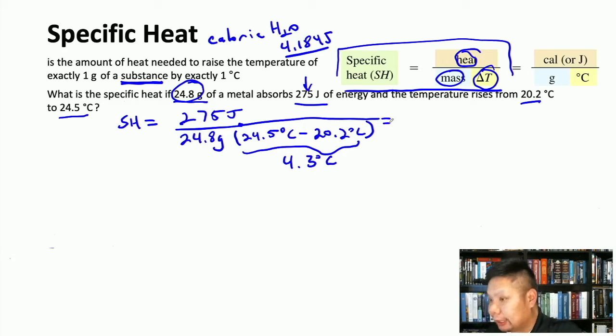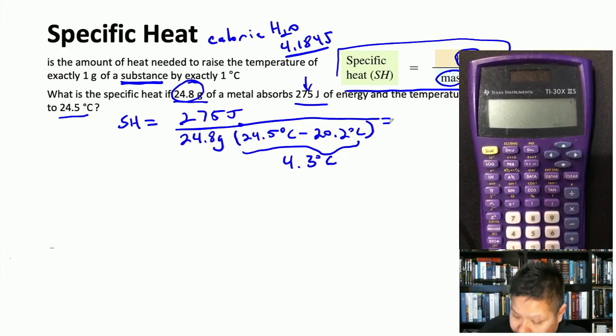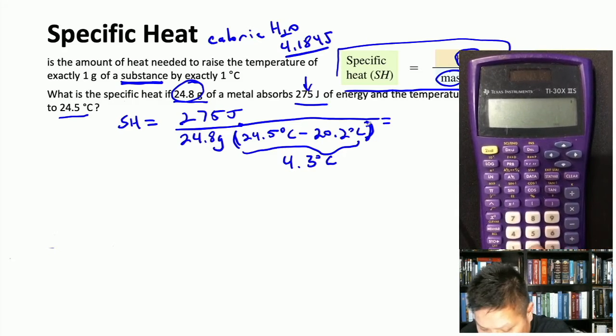Let me switch over to the calculator view so you can see what I'm doing. There we go. So it's really important here that you use your parentheses, because we definitely want the calculator to know to do this subtraction of the delta T, or change in temperature, first, before it does the multiplication in the denominator, and then before it does the division with the numerator. So this is how we would type it in.